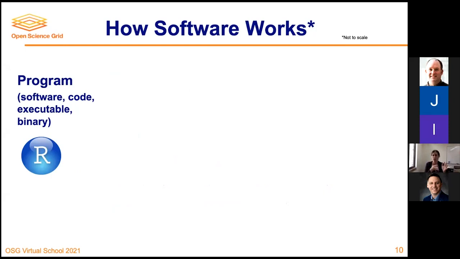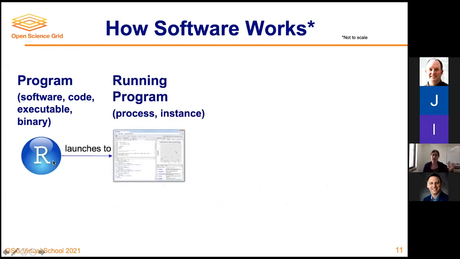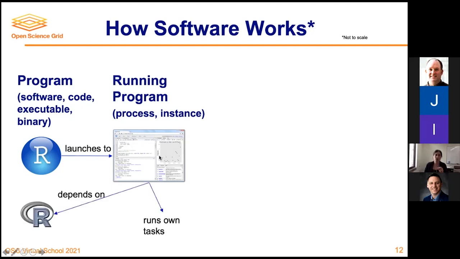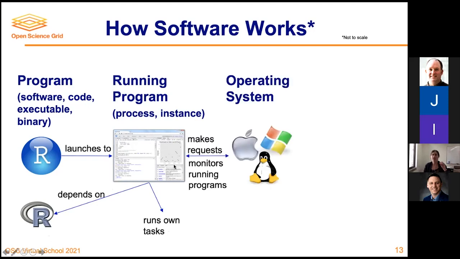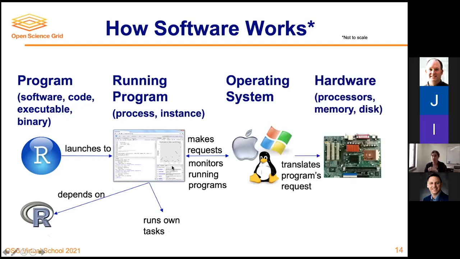Okay, thing number 2. Our program, as just stated, is a set of files. And I've included here some terms I may use interchangeably in this talk to talk about underlying software files: code, executable, binary. And when we run programs, those files launch a running program, sometimes called a process or instance, which sometimes depends on different software files, runs its own tasks, interfaces with the operating system, and through the operating system can actually use the underlying hardware.